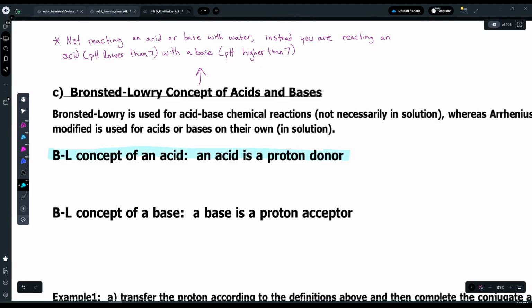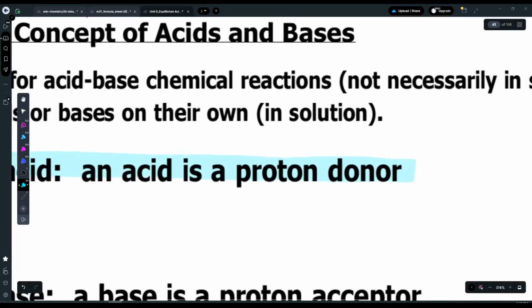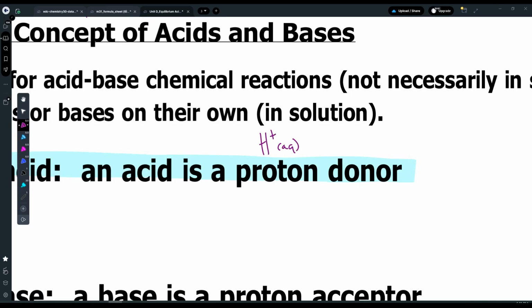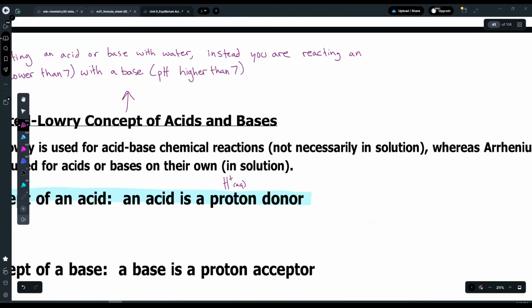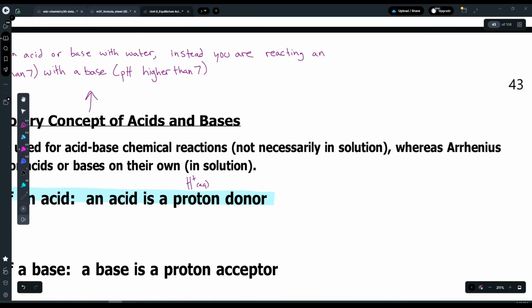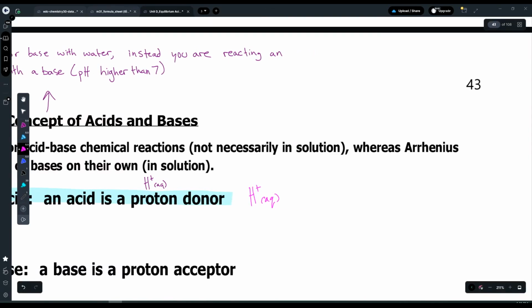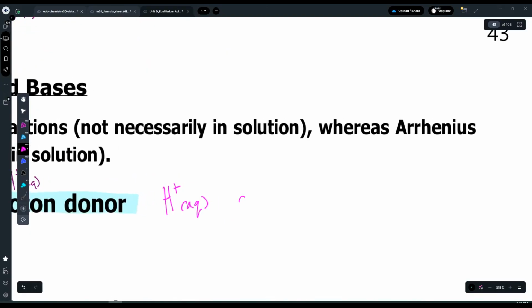Okay. So for the Bronsted-Lowry, that's what BL stands for. For the Bronsted-Lowry acid, we're thinking of acids as proton donors. So a proton is just an H+, or an H+ ion. Okay, so we're still operating off of the principle of A for away. So the hydrogen ion or the proton goes A for away from the acid.